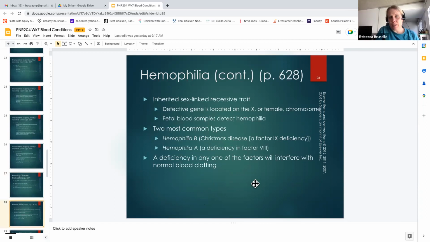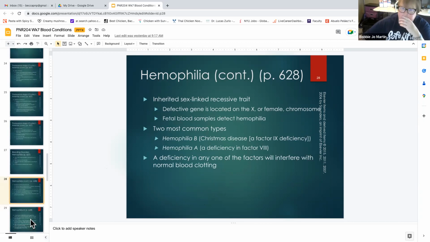And the treatment is going to be to replace the clotting factor that they're missing. So once you figure out that they have hemophilia, then you have to figure out what type of hemophilia it is and then give them the clotting factor that they're missing. Okay.